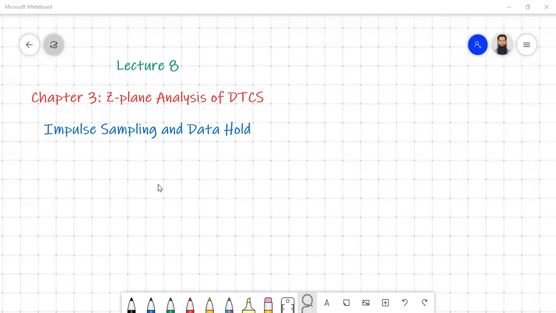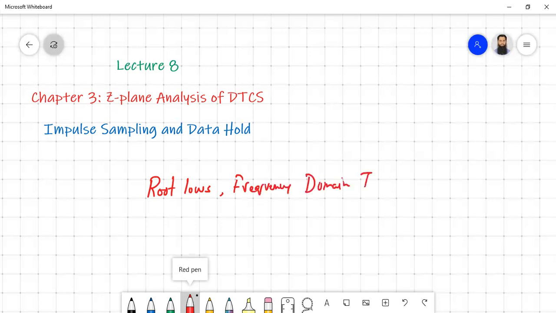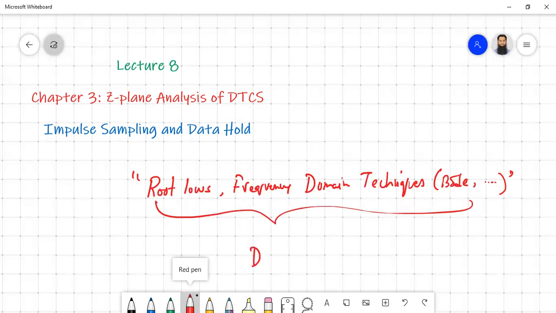Whatever we have learned prior to this course, that is continuous time methods, say root locus, then frequency domain techniques, in which we have Bode plot, Nyquist, these kinds of things. These classical methods that we have learned so far, the Z transformation allows us to use in our discrete time control system.